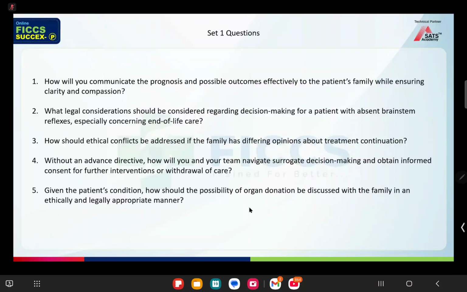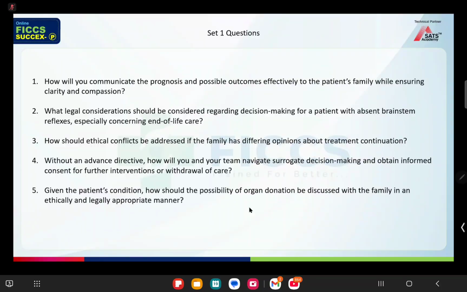So, one minute, you can tell me this when you're not talking to the patient's family. You tell what are the legal considerations as a physician in the ICU that you need to consider regarding the decision making. Your communication part is over on the first one where I asked you about the prognosis and possible outcomes. Now, there is something where we need to take a decision regarding the patient with absent brainstem reflexes. So first and foremost, what are the things that you will think of with your team, which are very important legal considerations?